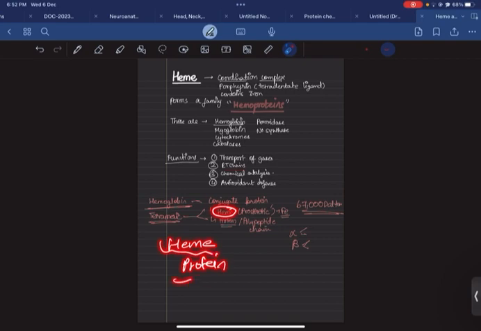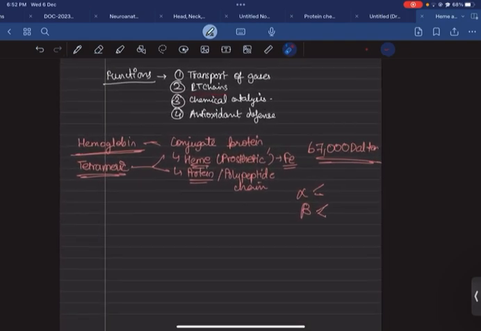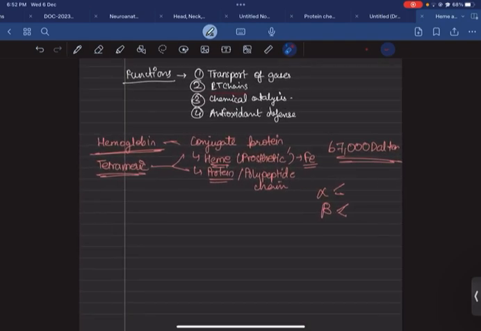So there are two parts which come together, which conjugate. So that's why it's called a conjugate protein. Now, to give you an idea of the structure of hemoglobin, I'll just try to give you an idea. So there is heme and there is a prosthetic group, okay, and it's tetrameric. So let me explain. Tetrameric has 4 subunits.